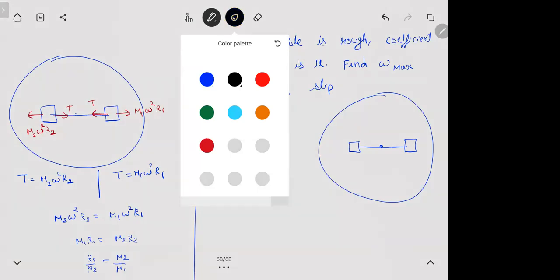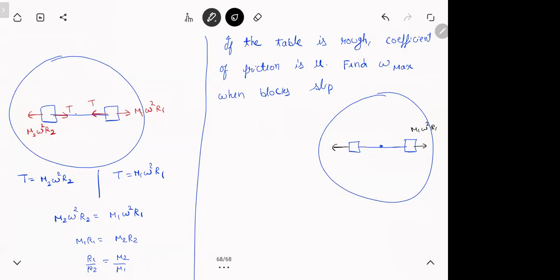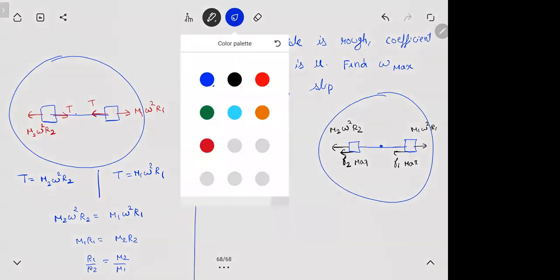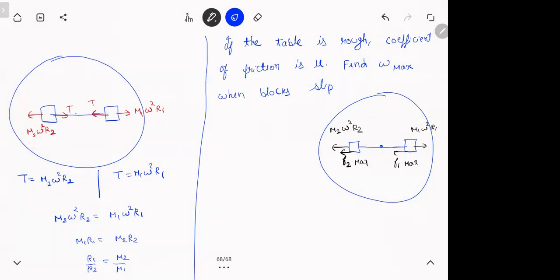Centrifugal force M1 omega square R1. Centrifugal force M2 omega square R2. Now there will be two frictions, F2, F1. If they're trying to slip on the right side, frictions will be on the left side. If they're trying to slip on the left side, frictions will be on the right side. And then you get from here M1 omega square R1 is balancing M2 omega square R2 plus F1 plus F2. And we know F1, F2 is mu mg.